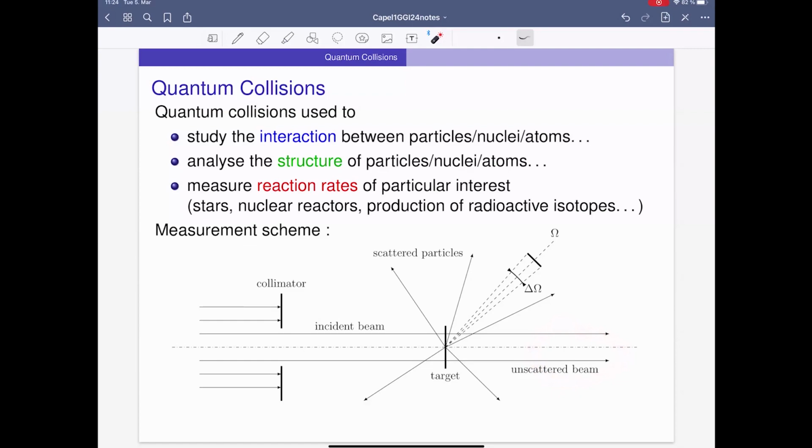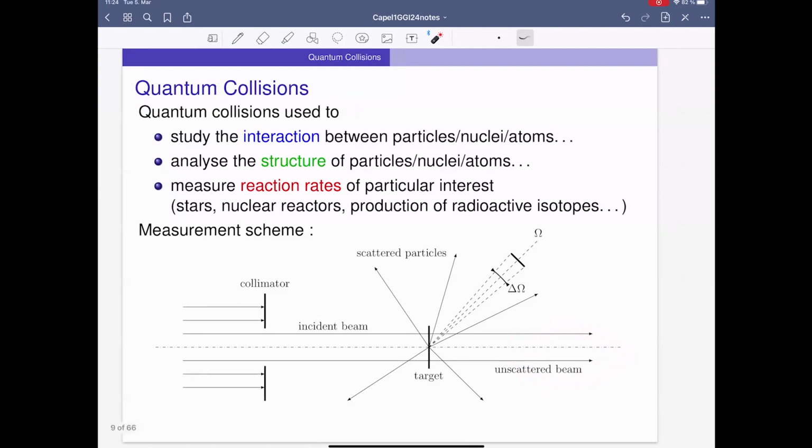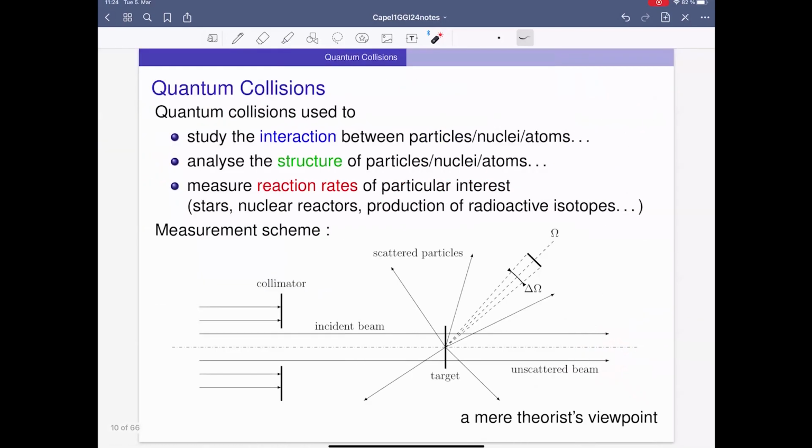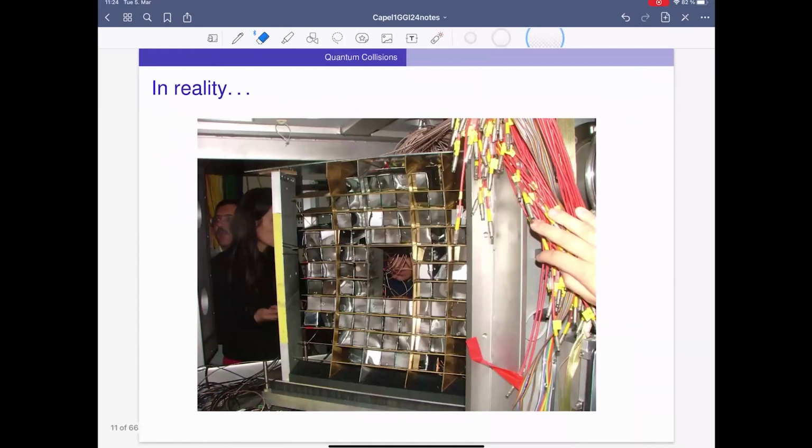So this is a theory viewpoint. This is how we as theorists believe that people do the experiment. The reality is much more complex.